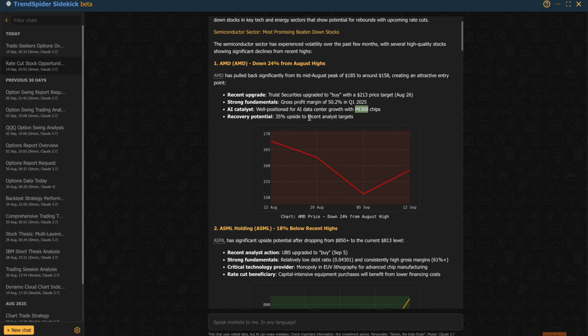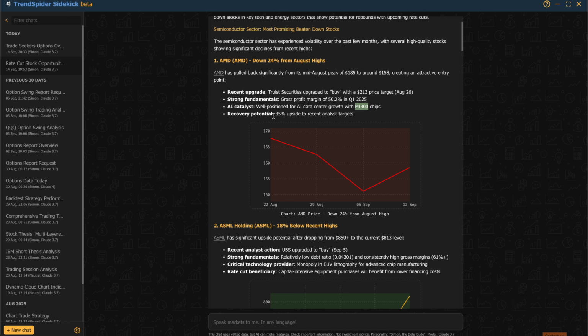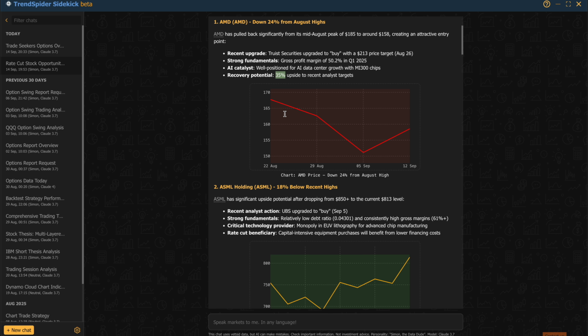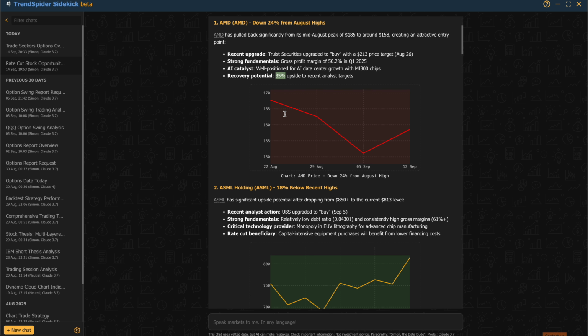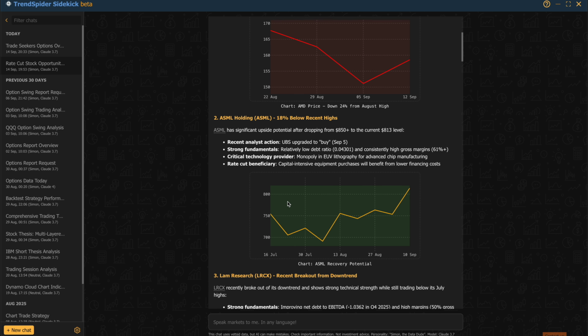35% upside to recent analyst targets. So recovery potential, that's pretty good. 35%, right? That'd be like best case scenario profit potential. So of course, I should say probably more about the 24% would be like best case, more realistic, maybe half of that. And then depending on how you manage it and what you want to do, like maybe 35%. But yeah, I'm not sure about that, but still cool.